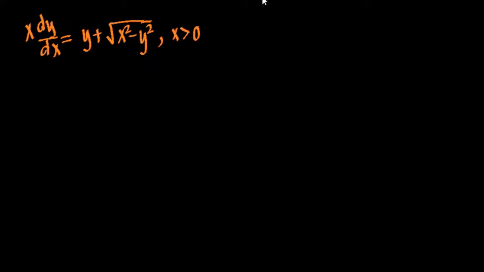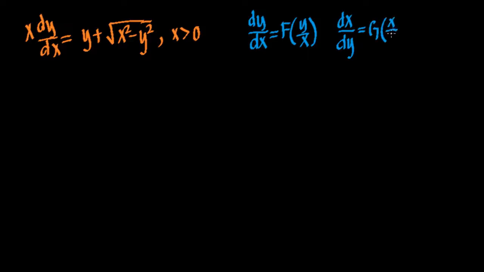Now, to find the solution of this differential equation, we must change it to the format dy over dx is equal to f as a function of y over x, or you can also use this format, dx over dy is equal to g as a function of x over y. If you use the first equation, you will let u is equal to y over x, and if you use the second equation, we'll use v is equal to x over y. Now, let's try to change this into one of those forms.